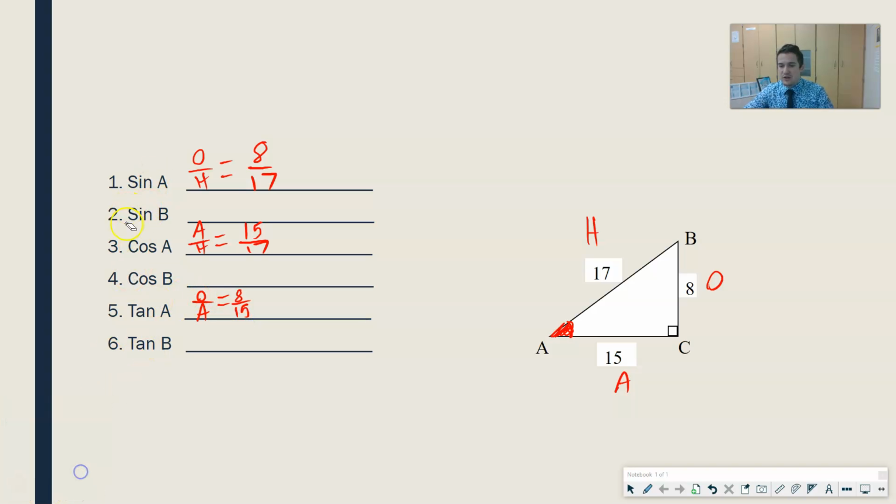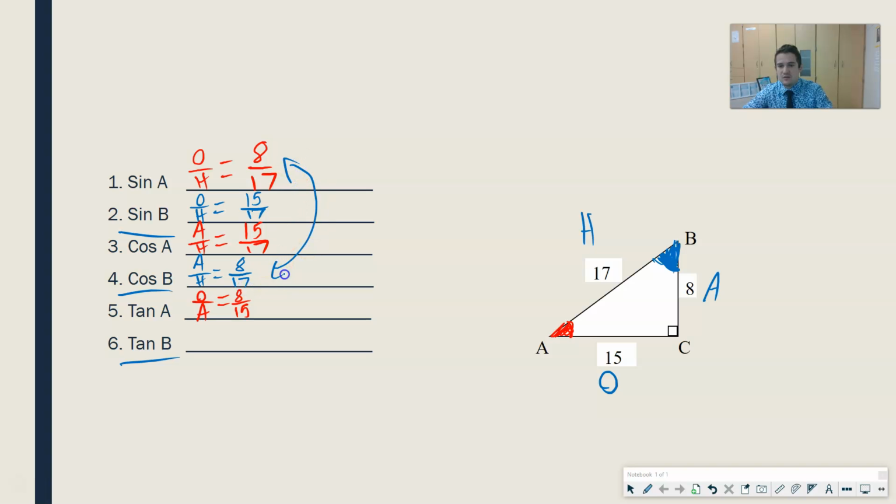Now let me look at angle B. If I'm looking at angle B, let me erase these. I have to relabel my sides because I'm looking at a different angle. This is still the hypotenuse, but this is the opposite side. This is the adjacent side. So sine of angle B is opposite over hypotenuse, which is now 15 over 17. Cosine of angle B is adjacent over hypotenuse, which is 8 over 17.